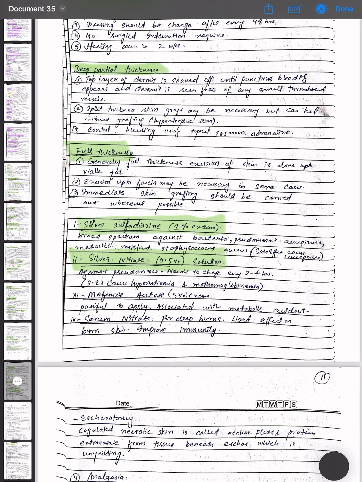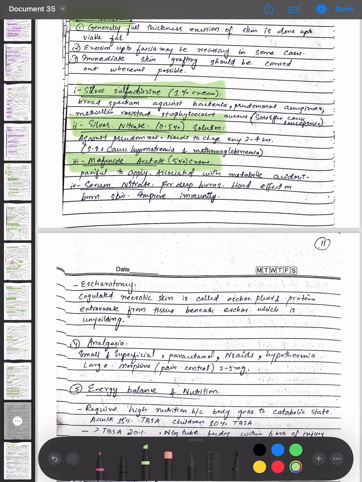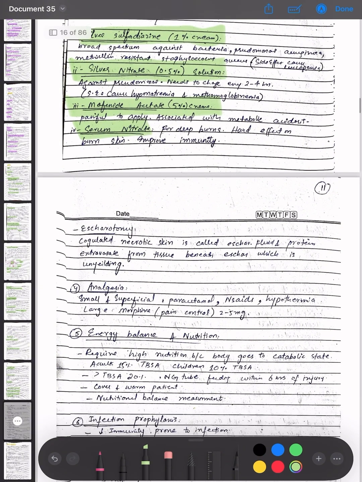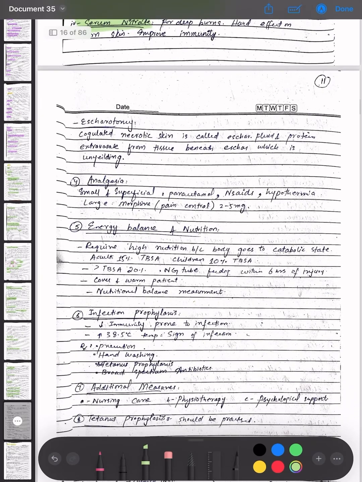The third one is mafenide acetate 5% cream. It is painful to apply and it is associated with metabolic acidosis. The fourth one is cerium nitrate for deep burns, which has a hardening effect on burnt skin and improves immunity. Escharotomy is done. Coagulated necrotic skin is called eschar. Fluid and protein extravasate from tissues beneath the eschar, which is unyielding. Analgesia: for small and superficial burns, paracetamol and NSAIDs; and for large burns, morphine 2 to 5 mg is given for pain control.